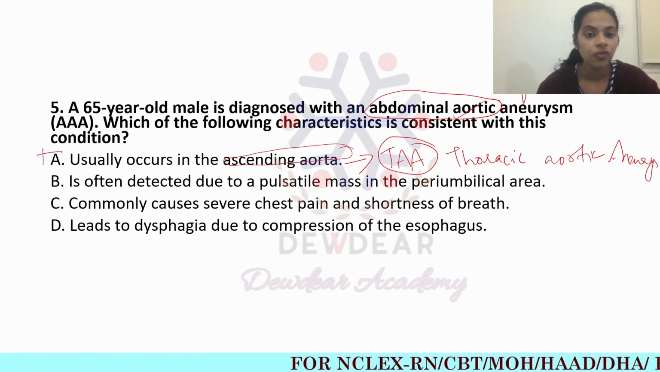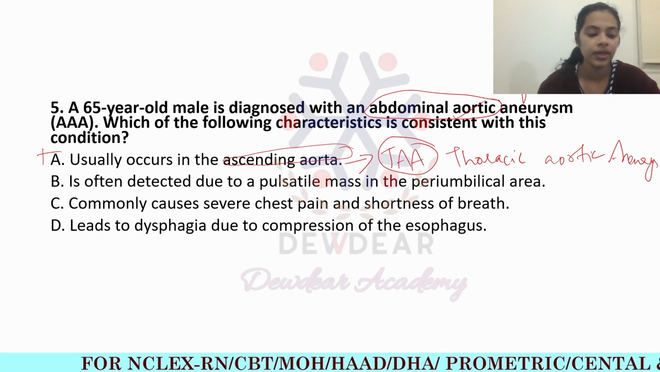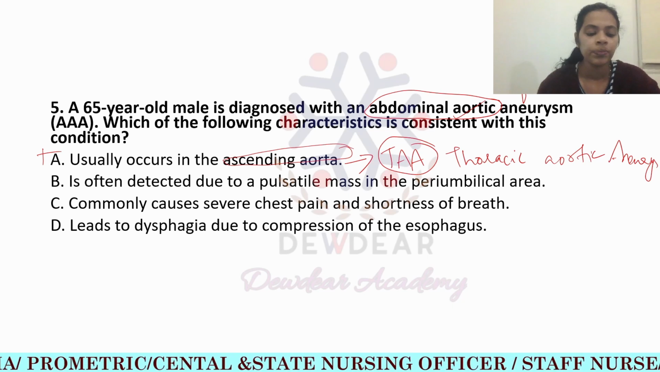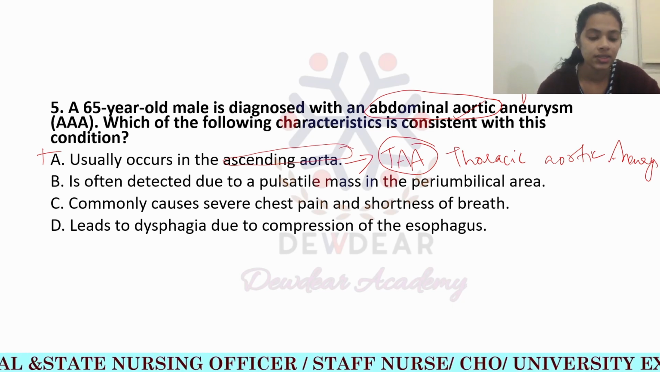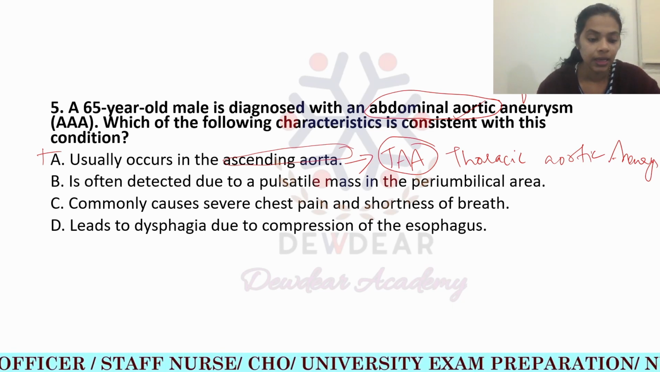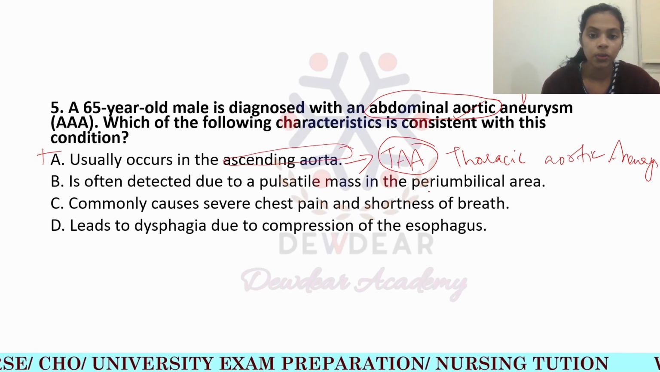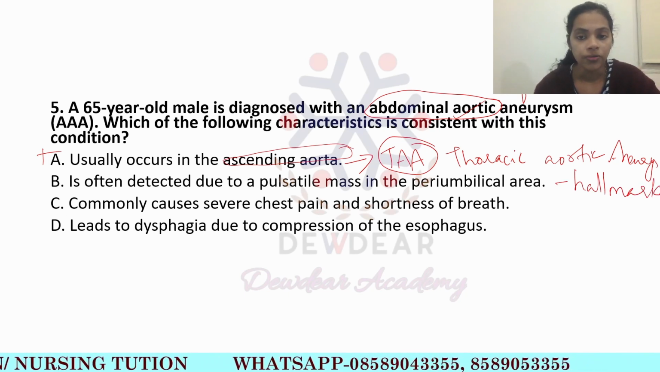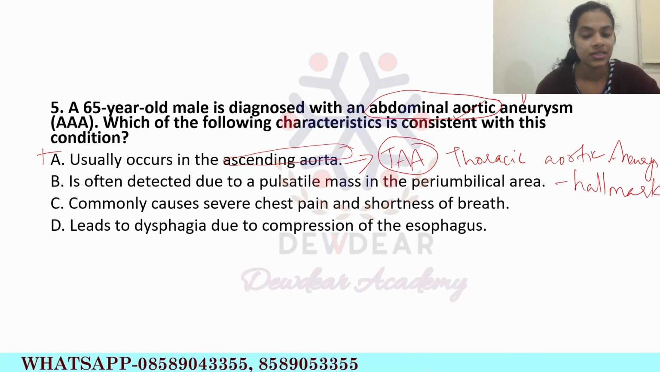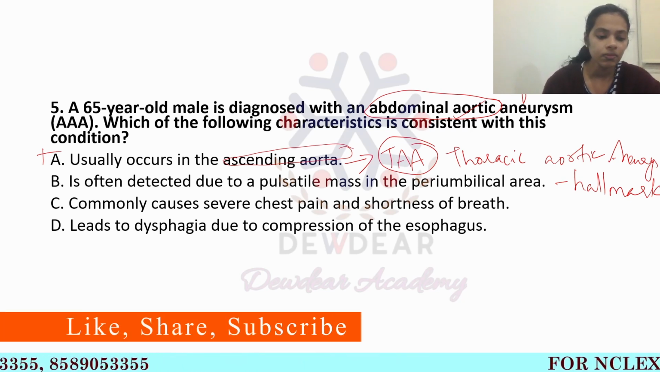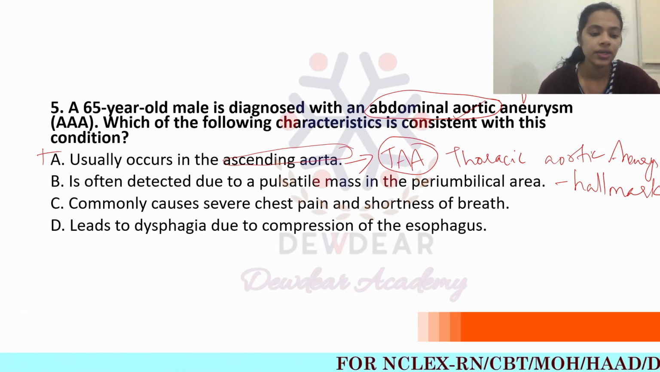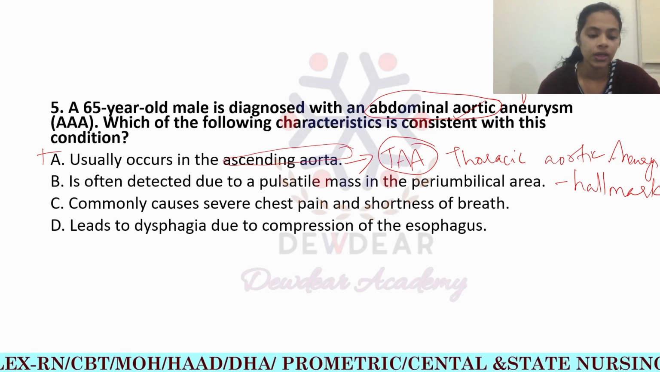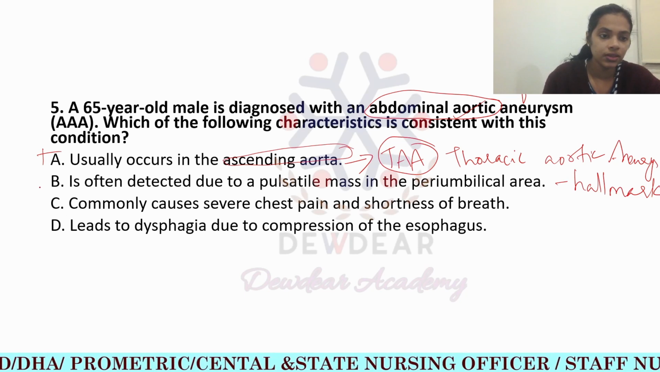Then option B, it is often detected due to a pulsatile mass in the periumbilical area. That is correct, because the main hallmark symptom of abdominal aortic aneurysm is a pulsatile mass which can be felt during the physical examination in the periumbilical region. These findings depend on the size of the aneurysm and also on the patient's body status, but this is a hallmark symptom. So this can be correct.